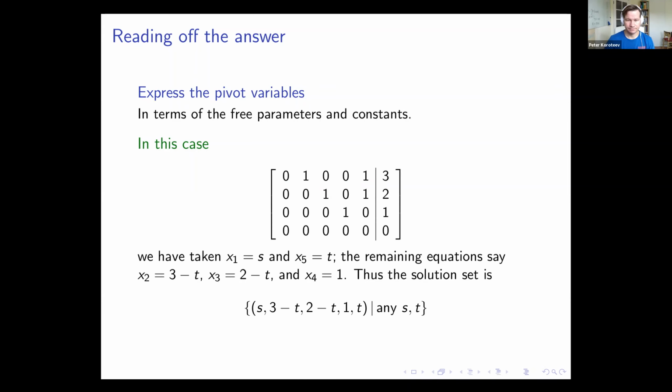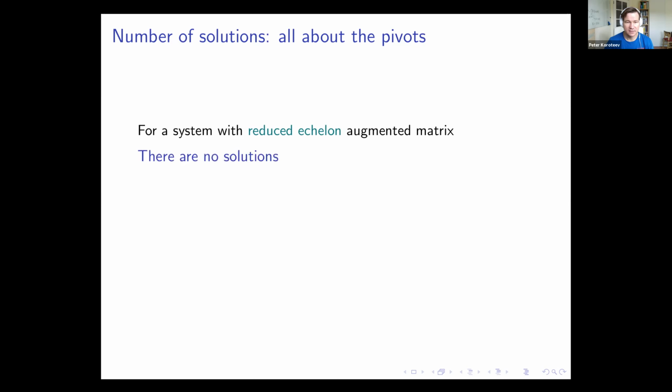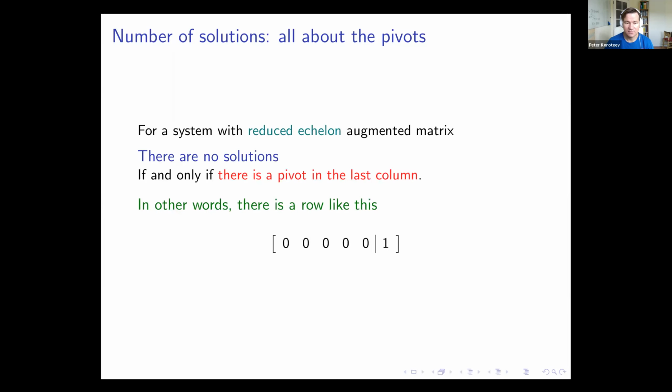Okay. The number of solutions all concerns the number of pivot columns. For a system with a reduced echelon augmented matrix, there are no solutions if and only if there's a pivot in the last column, that is, in the augmented matrix. In other words, if a row like this exists. If after you've done reduced echelon form there's a pivot in the last column, it means that the last equation is inconsistent, which makes the whole system of equations inconsistent.